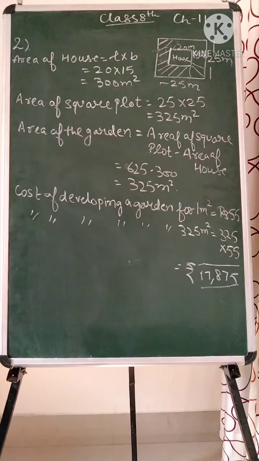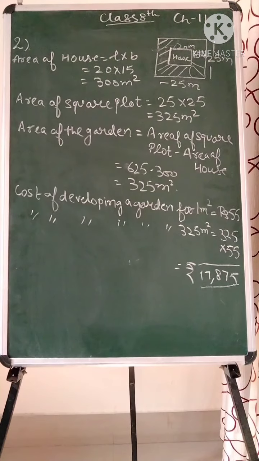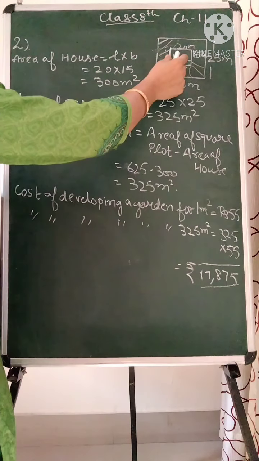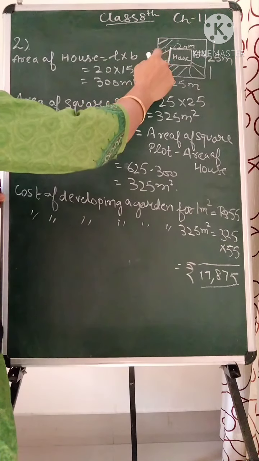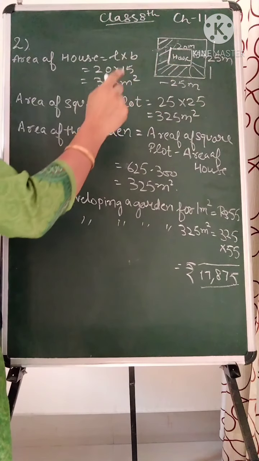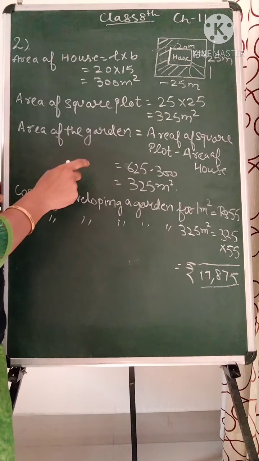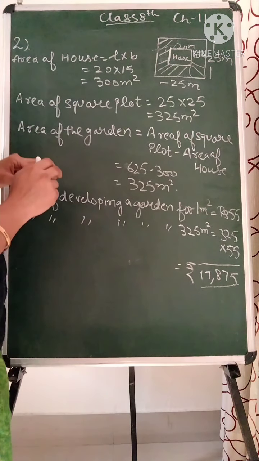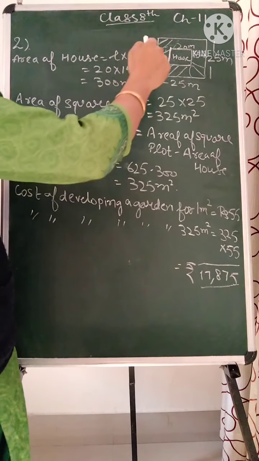Now come to question number 2. Here Mrs. Kaushik has a square plot, and its dimensions are 25 meter and 25 meter. So she constructs a house in the center of the square plot. The house is in the shape of a rectangle, and around the house she wants to develop a garden.